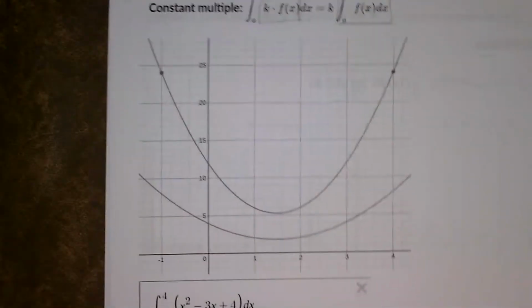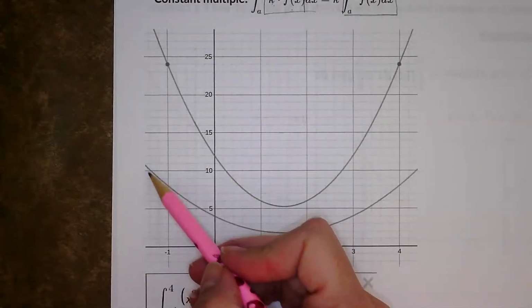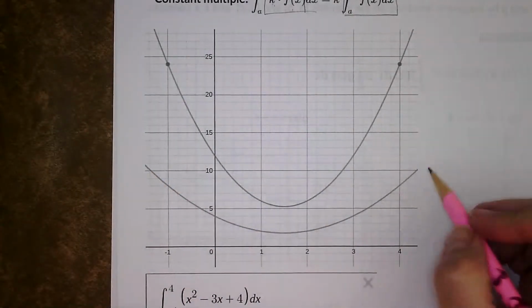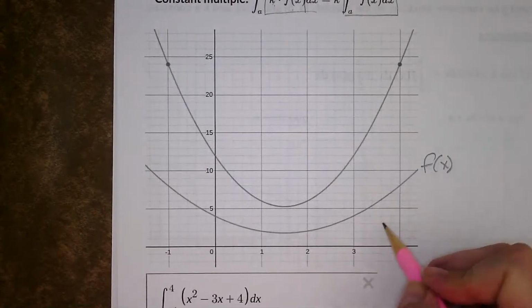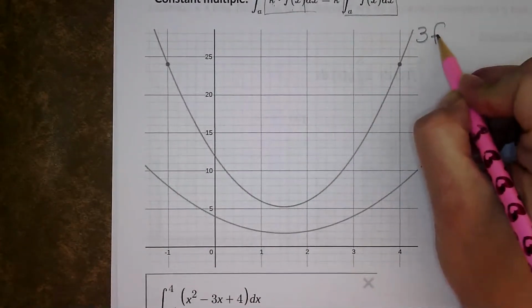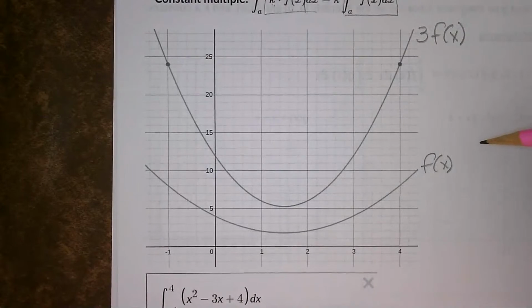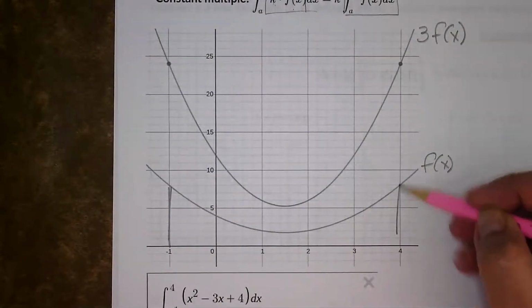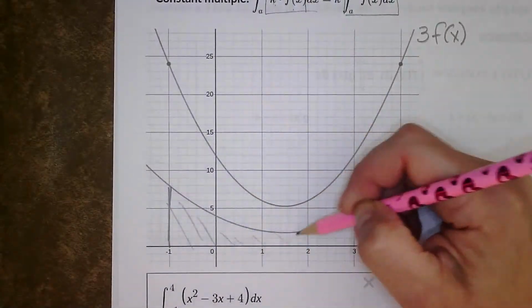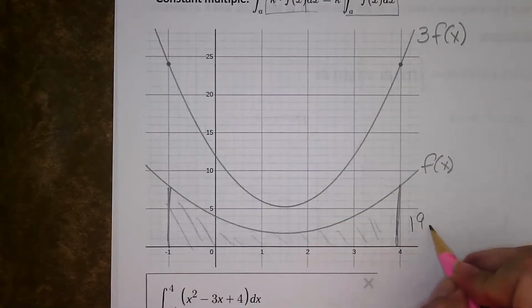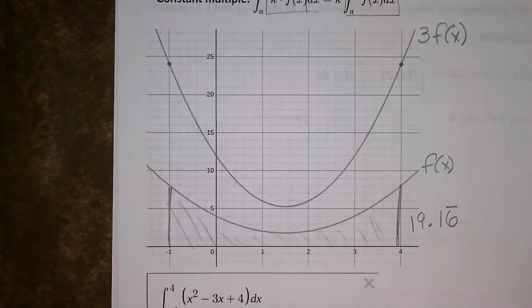So graphically, this is what it would look like. Here's my x squared minus 3x plus 4 again. Here's my f of x. And then I graphed 3 times that f of x. I stretched it vertically by 3. So from -1 to 4, this area, again, was that 19.16 repeating.